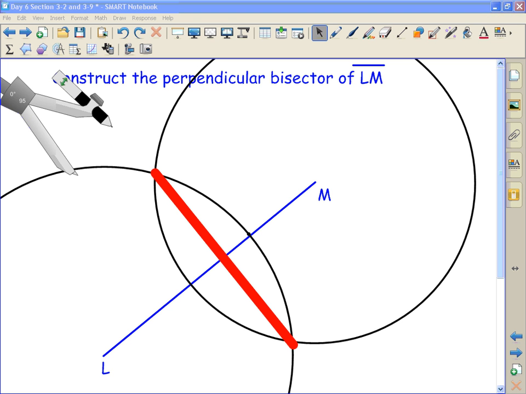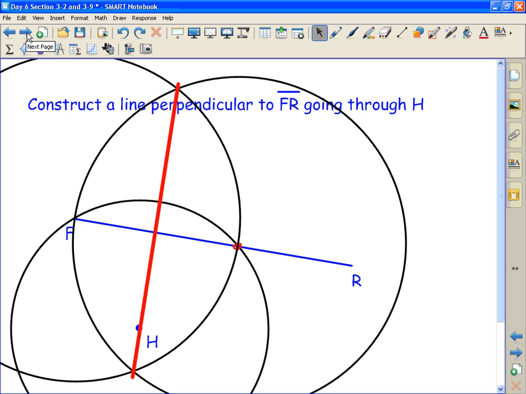Upon completion, the red line that you see now on the board is the perpendicular bisector of segment LM. I constructed a line perpendicular to segment FR that goes through point H, which is the red line that you see now on your board. Your assignment for next class period is to finish worksheet Master 3.5b.